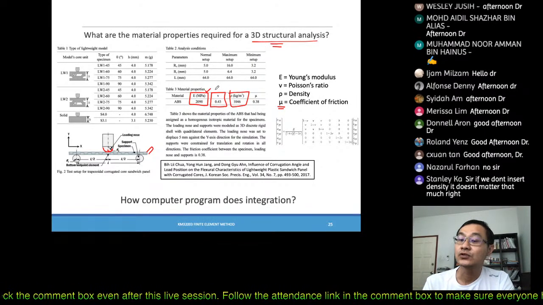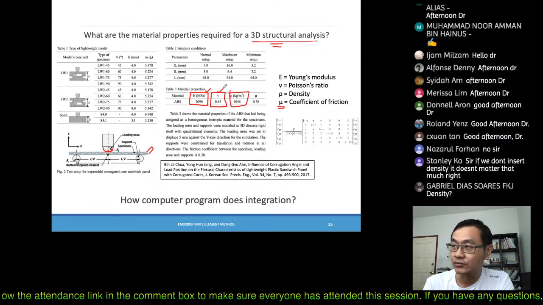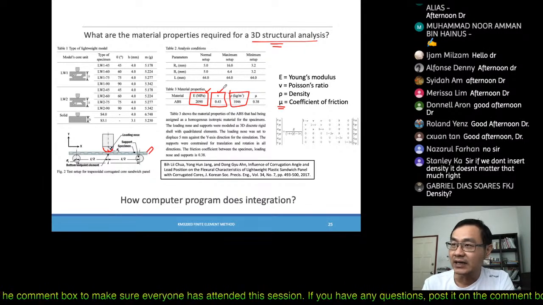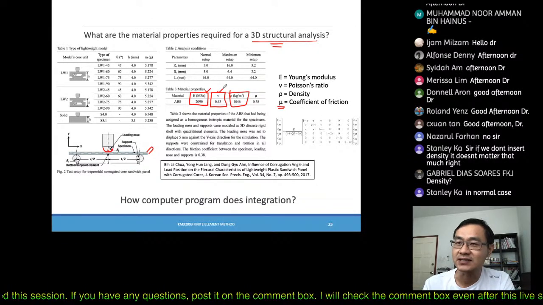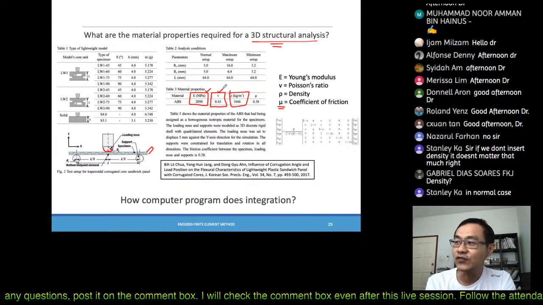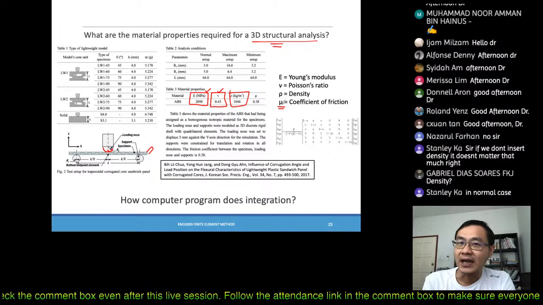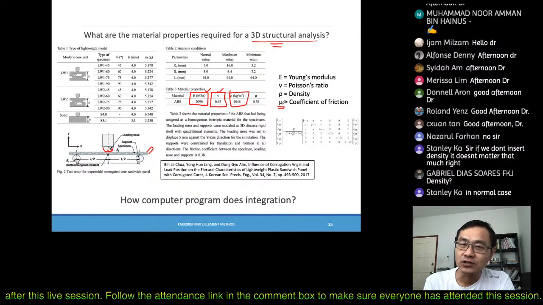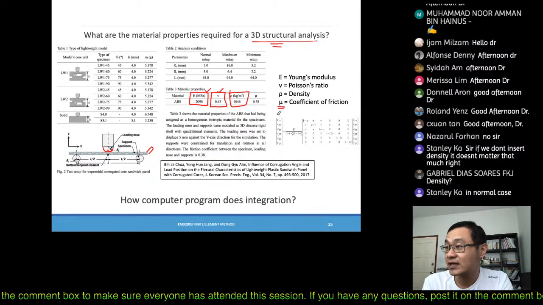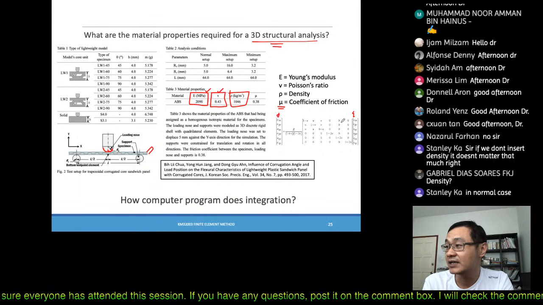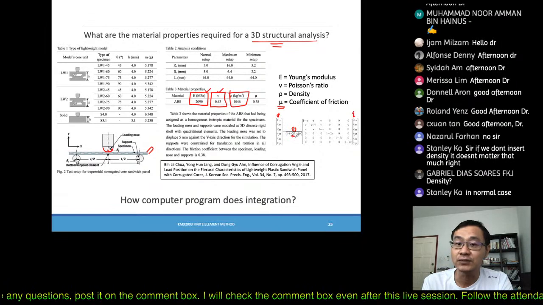So you will notice that for a three-dimensional structural analysis, not only the Young modulus, you will also need to insert the Poisson ratio, which will give you a proper value of stress or displacement in the later stage. If you are interested to know why there is E and v, you can refer to a later chapter in any book on three-dimensional analysis, and you will notice that in the stress and strain relationship itself, there is a Young modulus as well as Poisson ratio relationship in between.